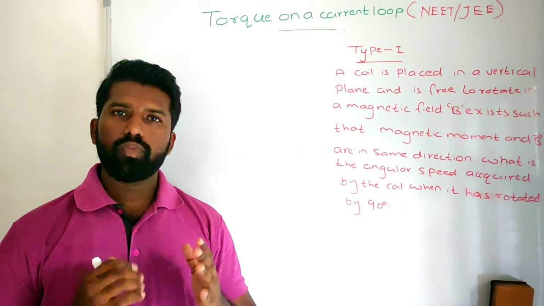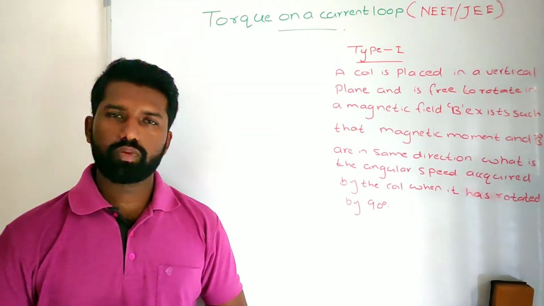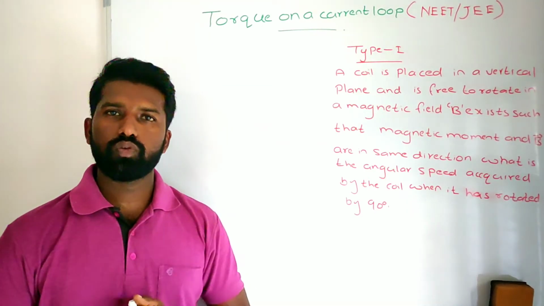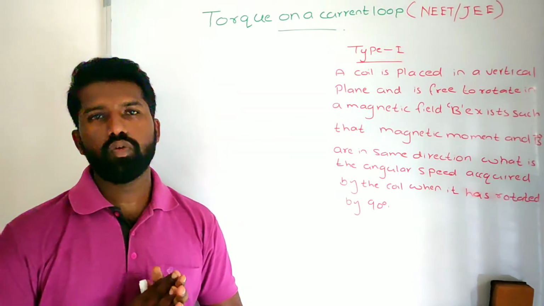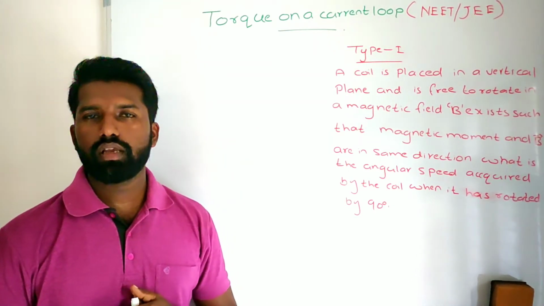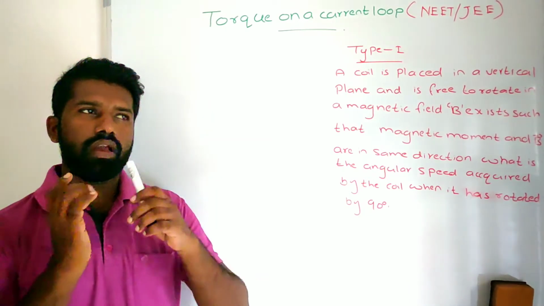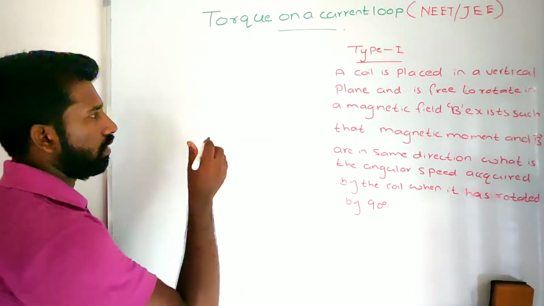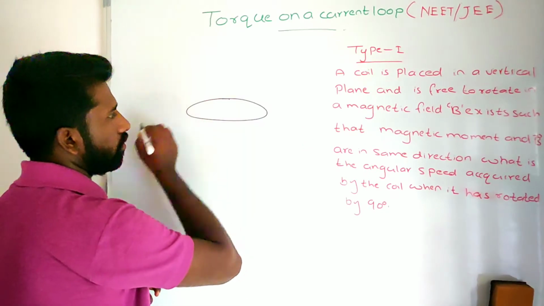A current carrying loop acts as a magnetic dipole. That means when the current flows, one side of the loop acts as one pole and the other side acts like the opposite pole. I am taking an example of a current carrying circular loop.